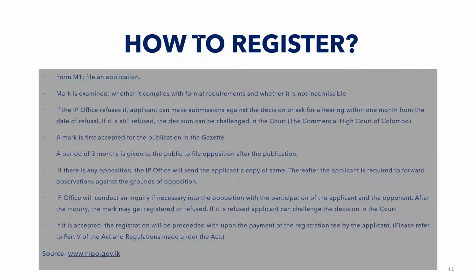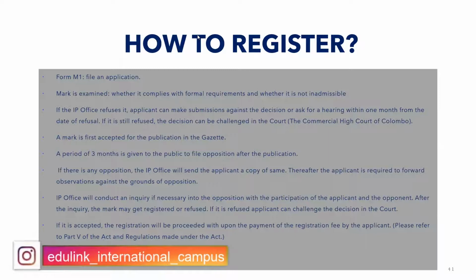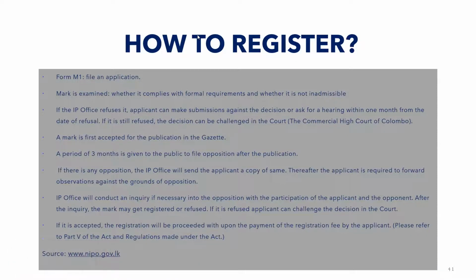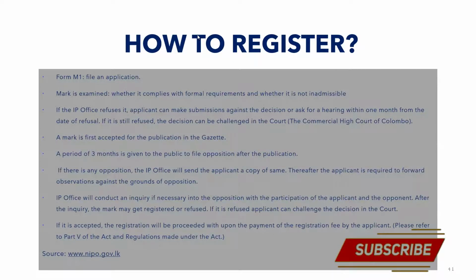So if it's accepted, then the registration will be processed, and you are supposed to pay a fee. I told you about each trademark for each class is 1,150, if I remember it right. Right. So it's not such a big amount. All these fees are at a very reasonable amount, really to encourage entrepreneurship and to build the intellectual property wealth in Sri Lanka, right? So you can then pay the fee and your trademark is registered.